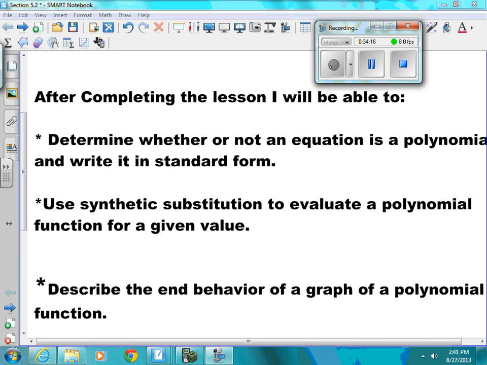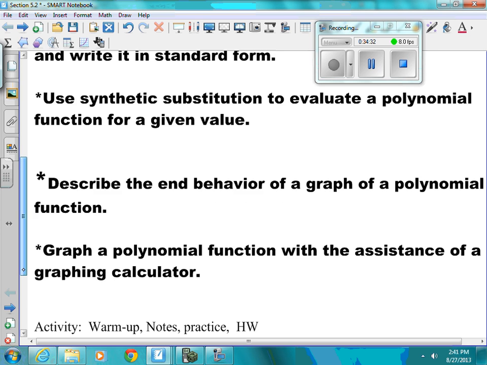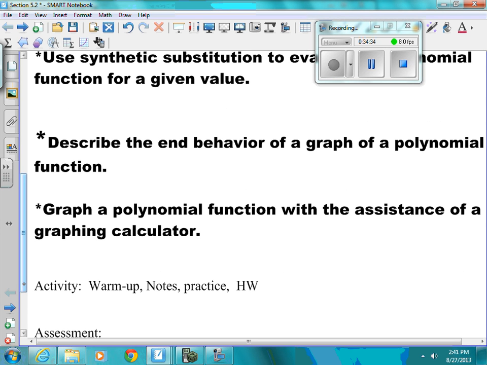So let's review what our targets were for today. After this lesson, I hope you are now able to determine whether or not an equation is a polynomial and write it in standard form. Use synthetic substitution to evaluate a polynomial function for a given value. Describe the end behavior of a graph of a polynomial function, and graph a polynomial function with the assistance of a graphing calculator. So all those things are very important.